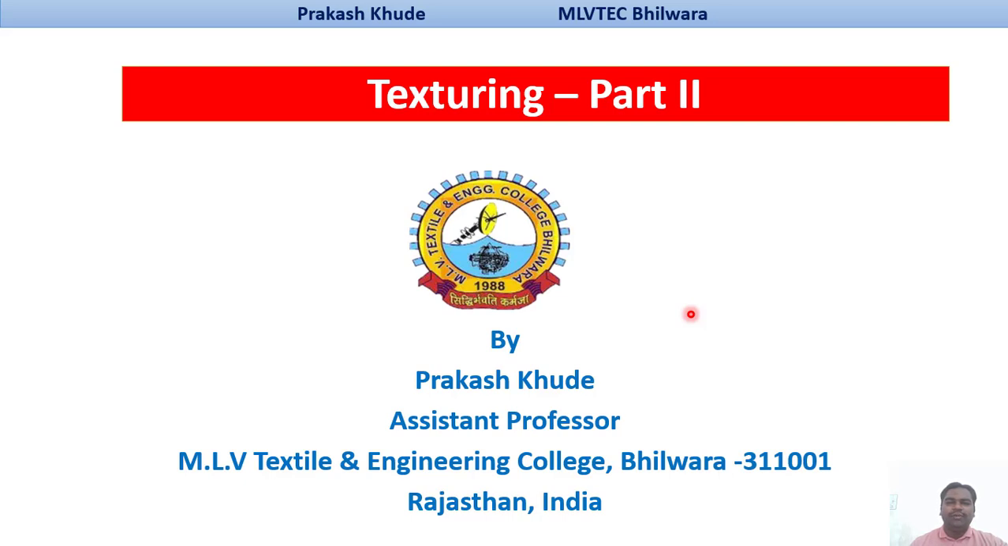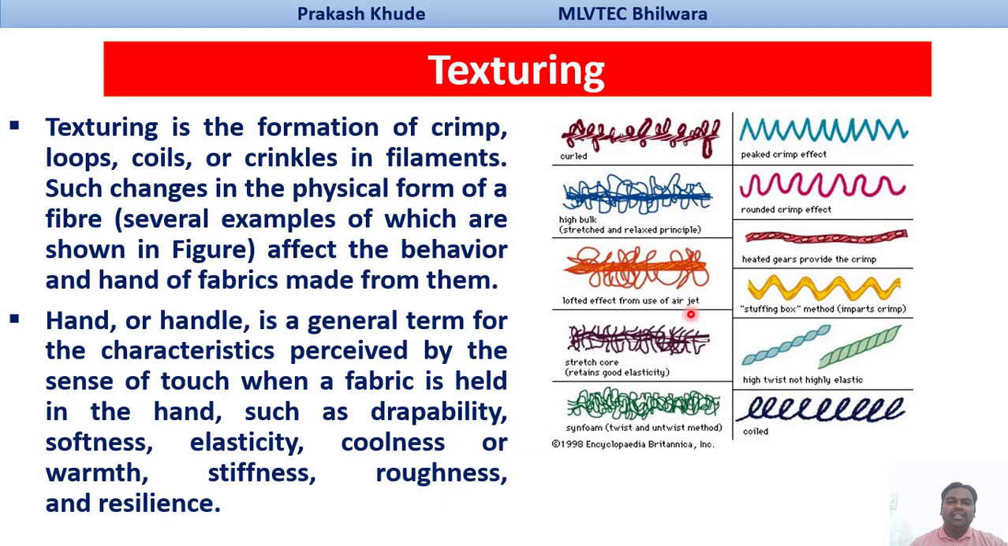Today we'll basically talk about the texturizing process, but under that we'll cover twist texturizing. In my last video, we talked about the basic concept of texturizing, the need of texturizing, and the different methods. As you know, texturizing is the formation of crimps, loops, coils, or crinkles in the filaments, which ultimately changes the physical form of the fibers. Some examples are shown in this figure.